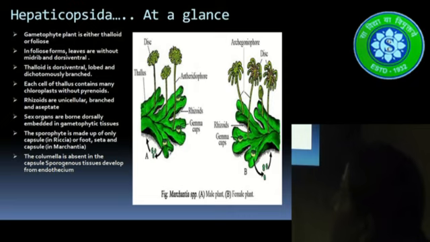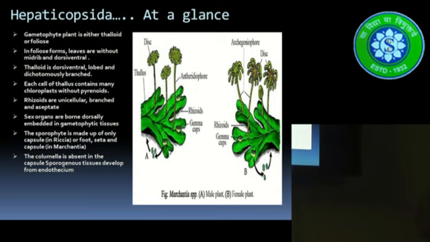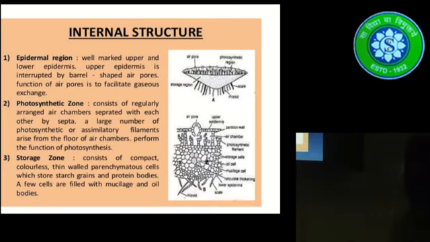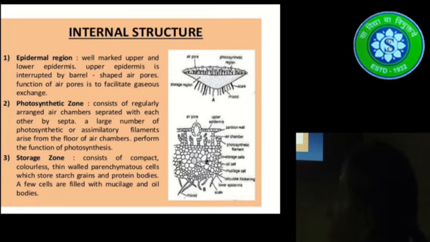The sporophyte is made up of only a capsule in Riccia, or foot, seta and capsule in the case of Marchantia. The columella is absent in the capsule, and sporogenous tissue develops from the endothecium. Rhizoids are unicellular, branched and ascending. Sex organs are borne on embedded gametophytic tissue. These are the independent structures of the genus Marchantia. It is a dominant member of the group Hepaticopsida.